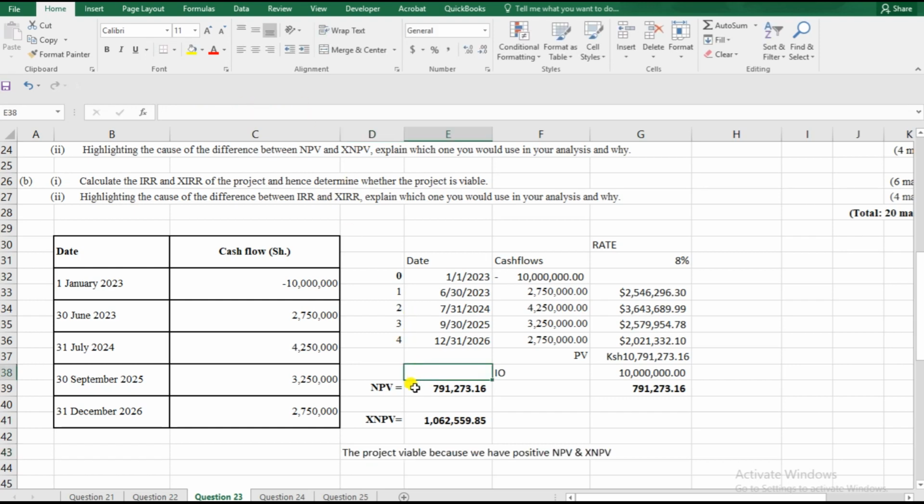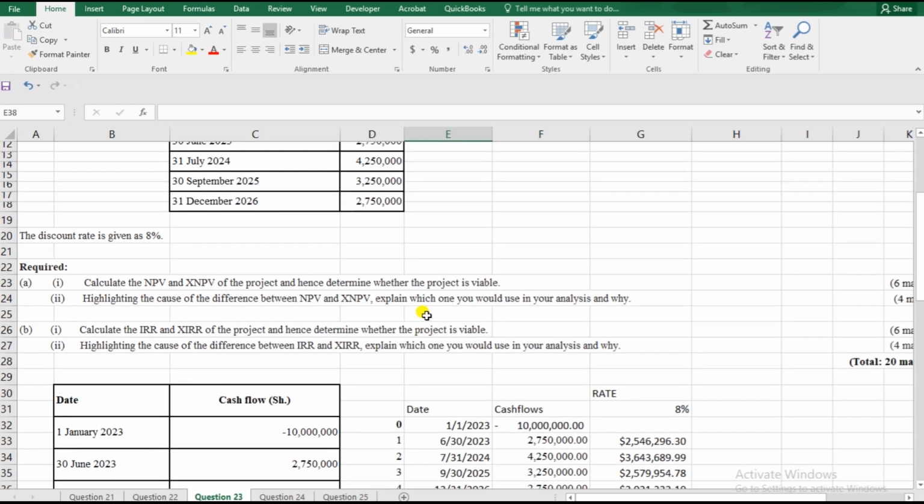That is to say, in future we will not be making losses. This NPV is greater than 0, and that will indicate that this project has an ability of making profits in future. And therefore, they should go ahead and invest in the project. So basically, we are done with that bit.